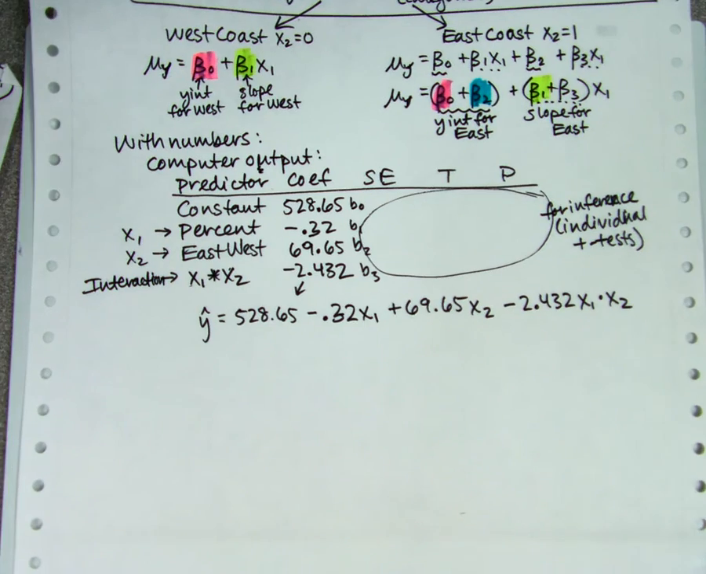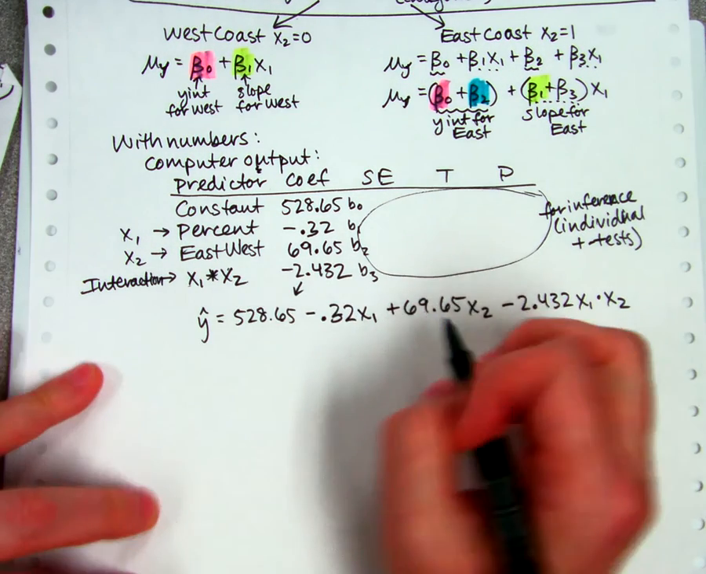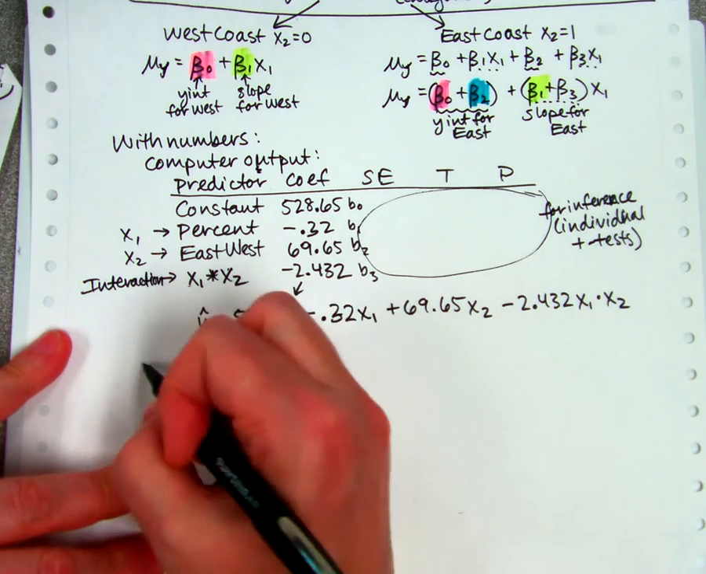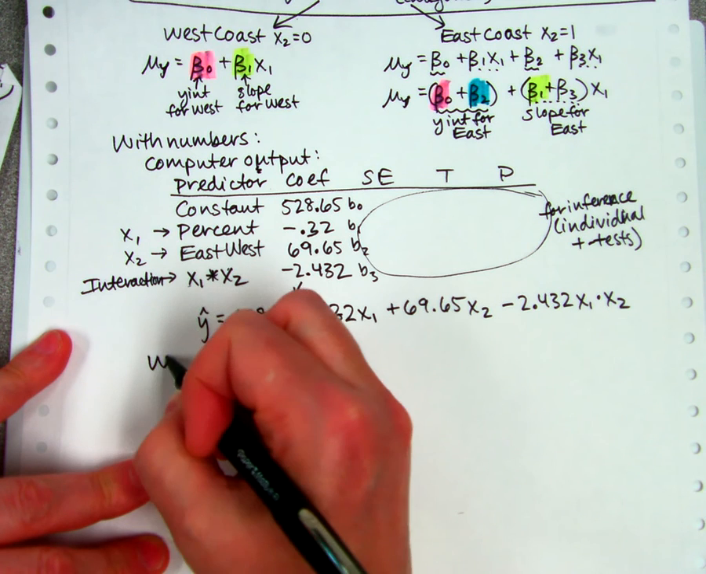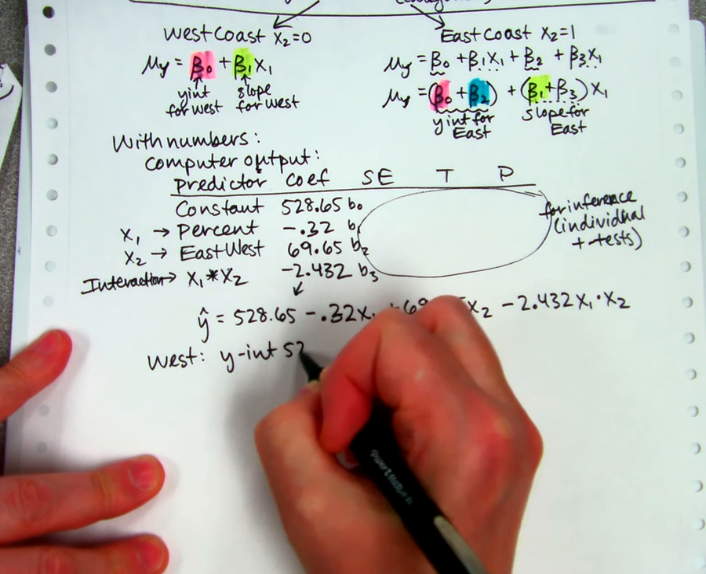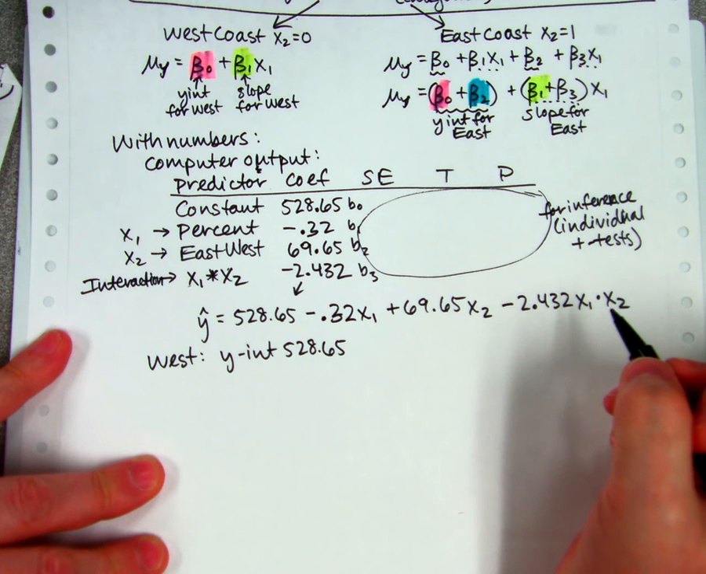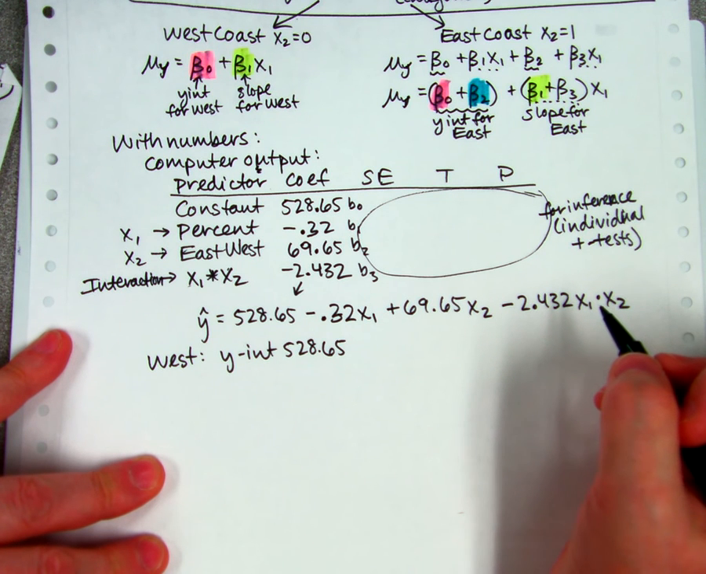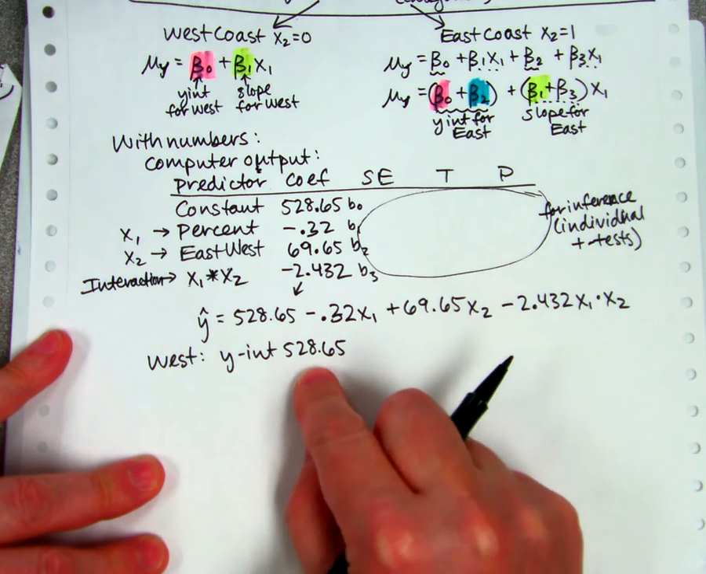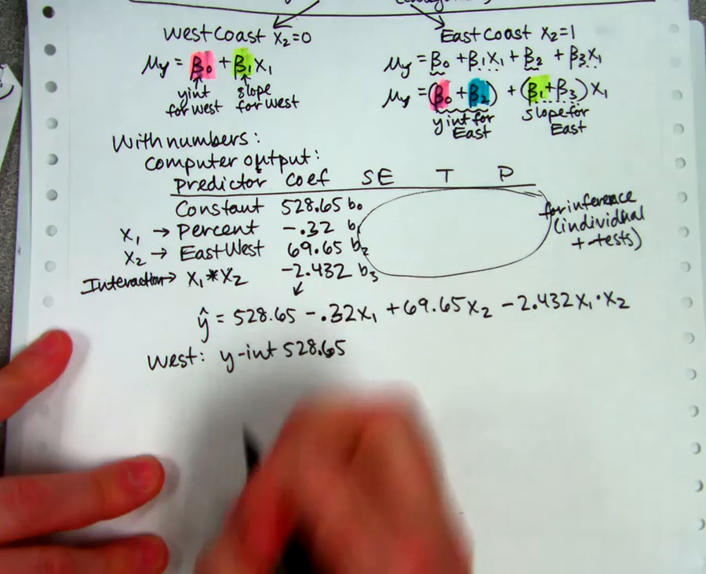What does this mean? Well, we can interpret these numbers, and that's probably a good idea. This right here is the y-intercept for the west. So the west has a y-intercept of 528.65. What does that mean? That means in schools where nobody takes the SAT, oh, that doesn't make sense. But if there were schools where nobody takes the SAT, this is the predicted mean score on math. But it really doesn't make sense in that situation.